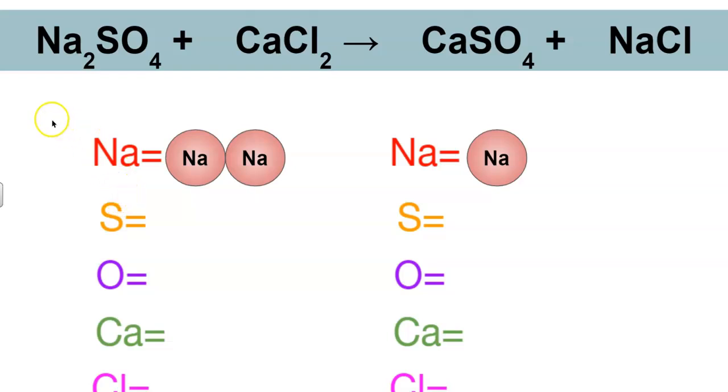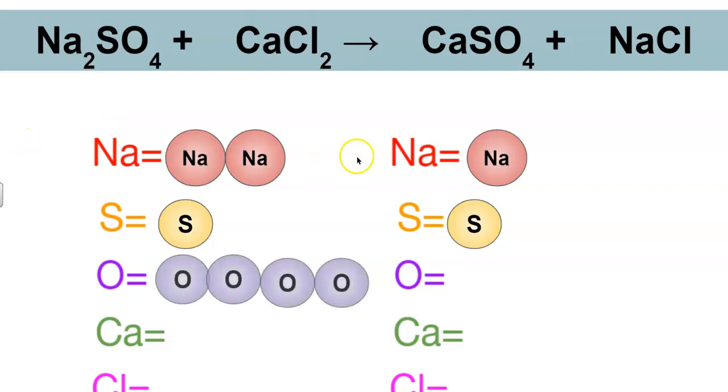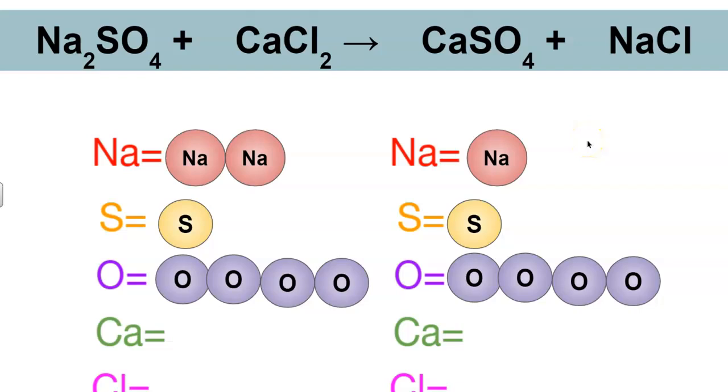For sulfur, I have an understood coefficient of 1, but no subscript, so there's only 1 sulfur. And that is also true on the other side of the equation, on the product side. But let's take a look at oxygen. The coefficient is understood 1, but I have a 4. So this means I have 4 oxygen. And the same thing applies to the product side.